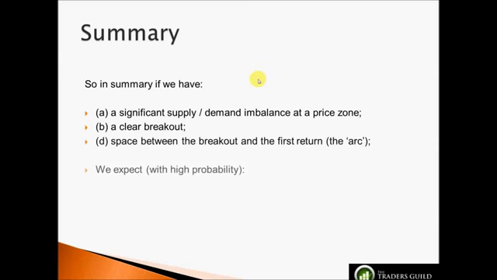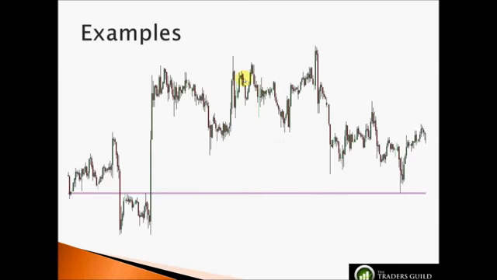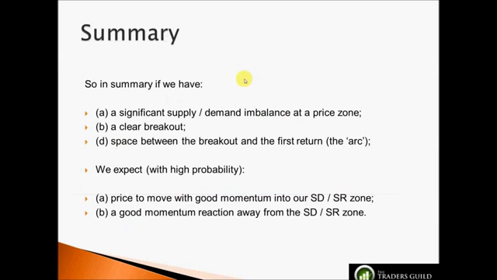So go back to where we are so far in terms of video 1 and video 2. We have a significant supply-demand imbalance, i.e. a strong, clear breakout. We have space between that breakout and first return, the arc. We then expect with high probability price to move with good momentum when it gets close to our SDSR zone, and then good momentum away in terms of reaction from our SDSR zone. Okay, and I explained the order flow dynamics as to why this works in terms of market participants and the order flows they represent.